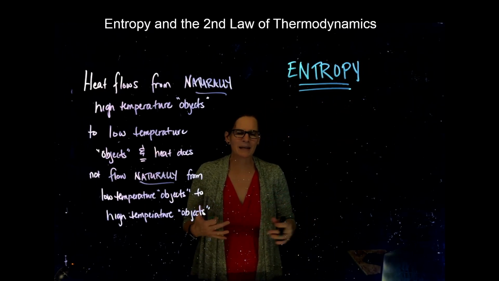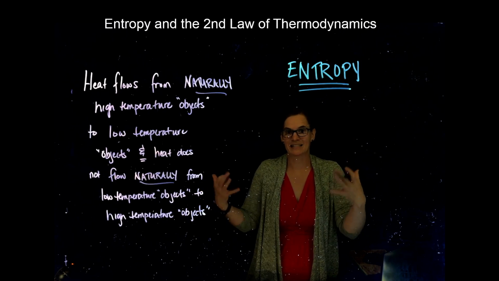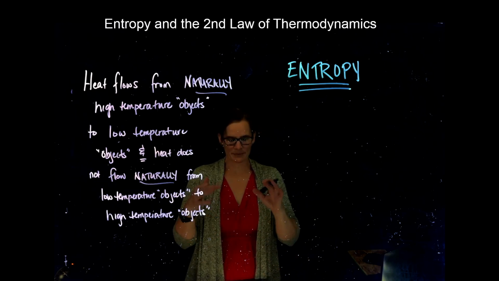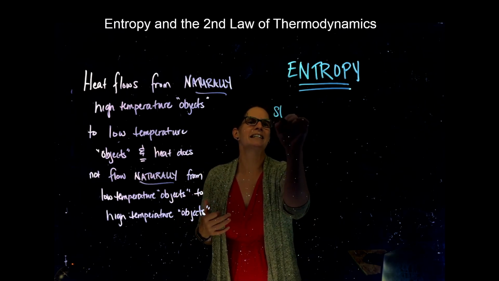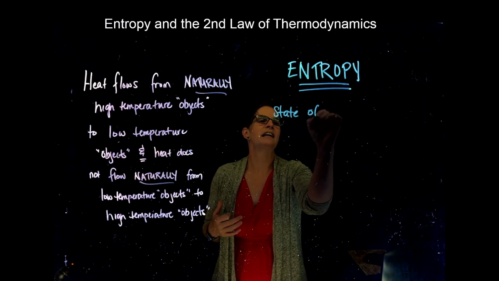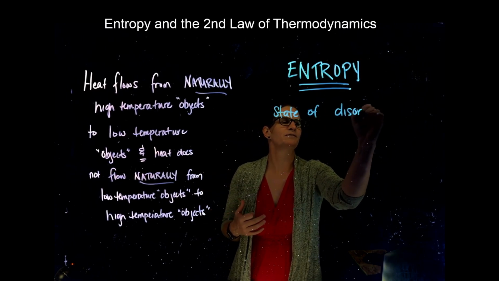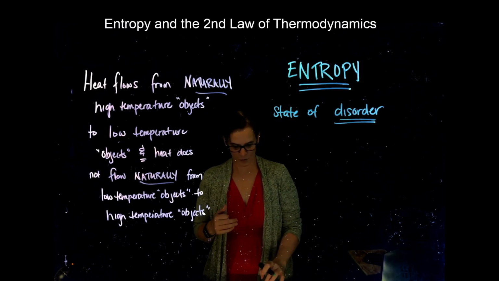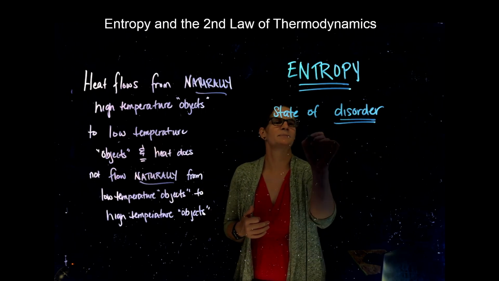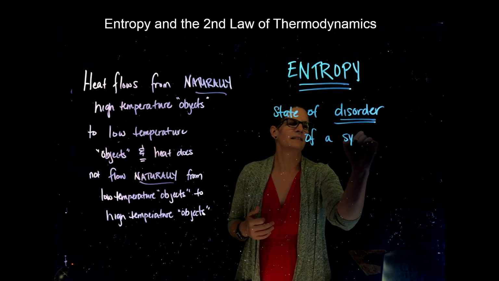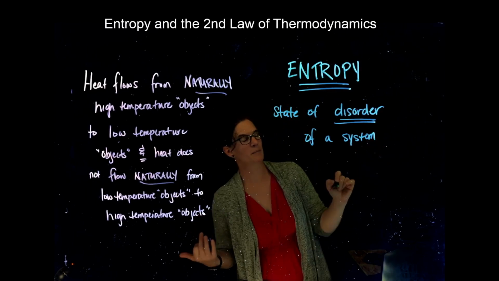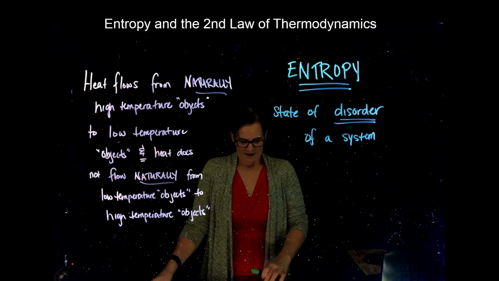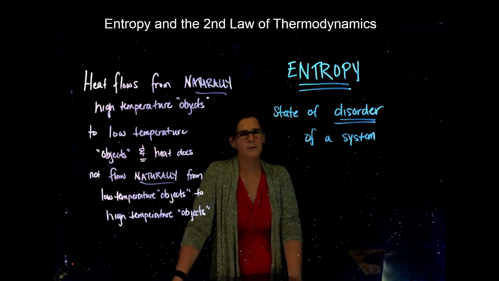Now, entropy is a state that matter is in, okay? And it can be described as the state of disorder. Okay, the state of disorder of a system. So I said matter, and matter could certainly be part of it, but of a system, the state of disorder of a system. Okay, so what's an example of this?